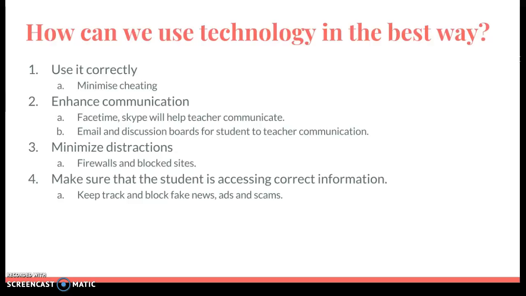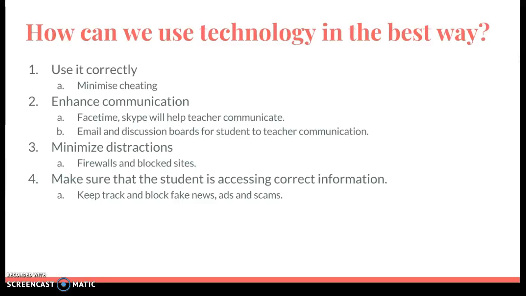So to use it best, we have to minimize distractions. Like I talked about before, shopping websites and games can be blocked by firewalls and blocking sites. This, of course, is something kids often do try to get around by downloading apps and add-ons that override these firewalls. But that is sometimes unpreventable, and these options are a great way to really help the student learn best.